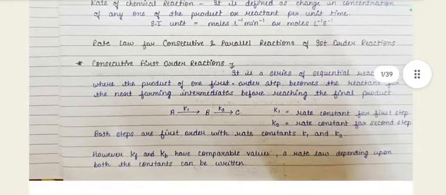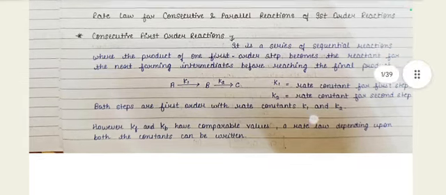Consecutive first order reaction is a series of sequential reactions where the product of one first order step becomes the reactant for the next, forming an intermediate before reaching the final product. A goes to B by K1, B goes to C by K2. K1 is the rate constant for the first step, and K2 is the rate constant for the second step. Both steps are first order with rate constants K1 and K2.